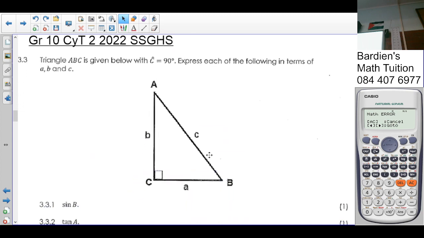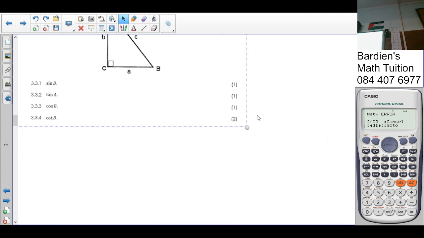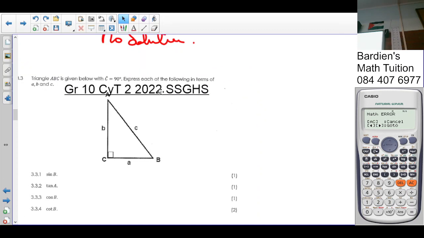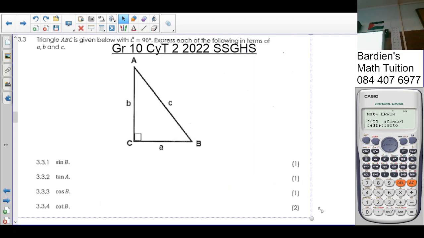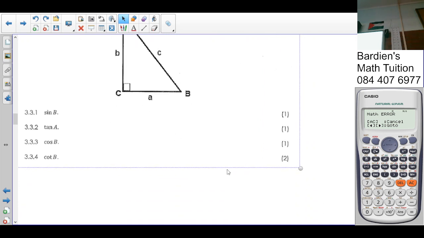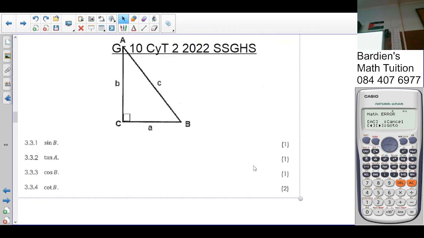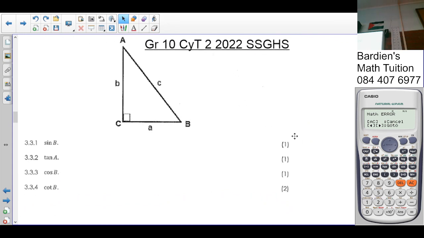Right, number 3. In question 3, we are given a triangle. The angle C equal to 90 degrees. Express each of the following in terms of A, B, and C. So sine of beta. So if it says beta, or angle B, sorry, I must go with that angle. So sine is opposite over hypotenuse, will be over C. You all agree with that?